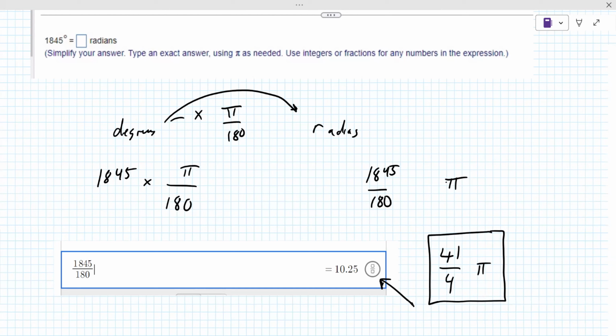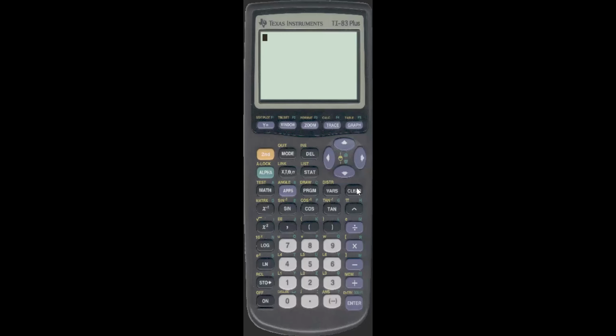Now let me show you how to do this in the other calculator real quick, because there's a key difference here. If you type in 1845 divided by 180 and hit enter, you do get the decimal again. To get a fraction, you have to hit this math button, and see how it says frac there? That means fraction. Enter, it converts it to a fraction for you. So you will need that if you're using that TI 83, 84.